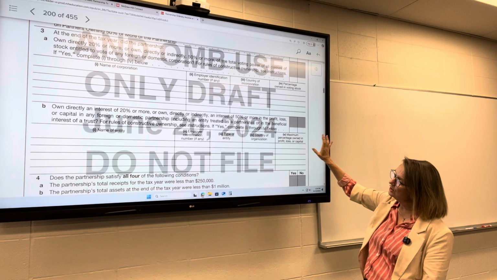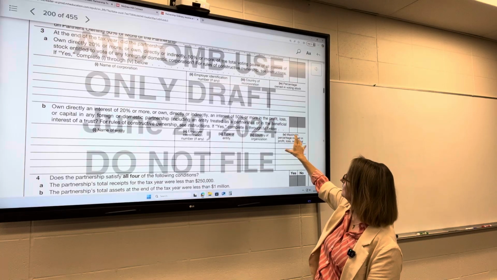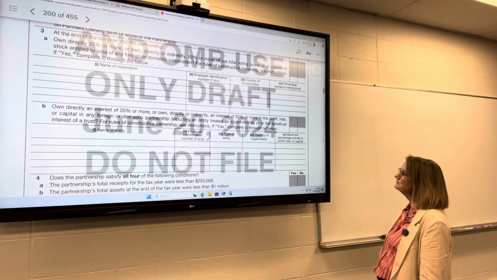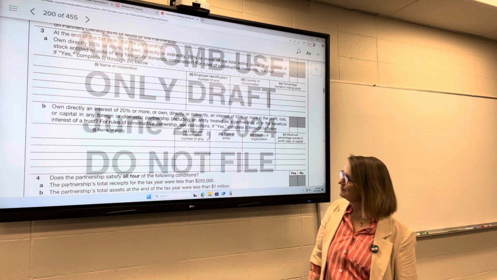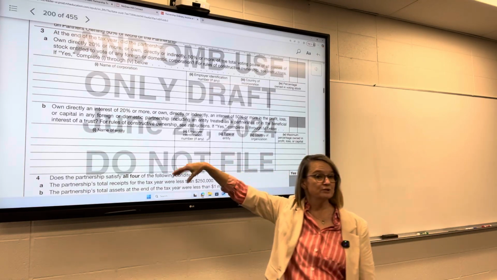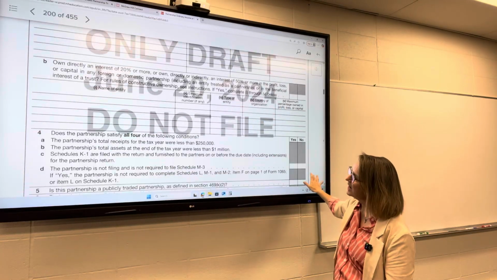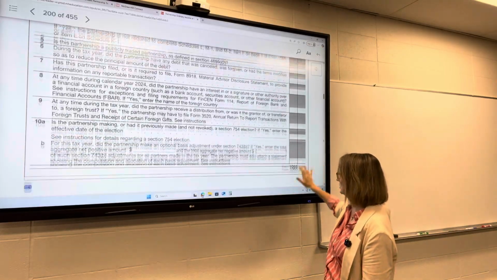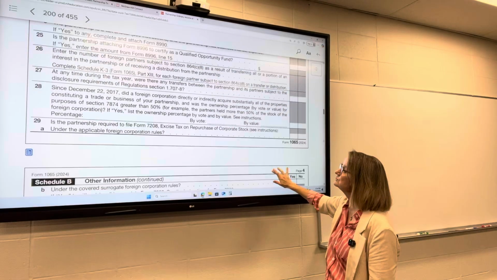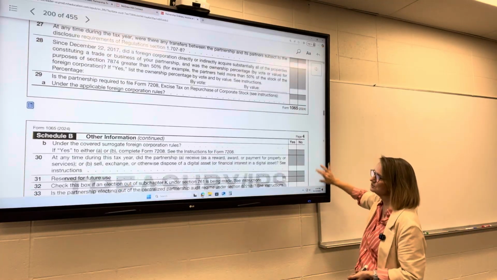Does anybody own directly, let's see, what is this? Other questions about, so own directly an interest of 20% or more, own directly or indirectly an interest of 50% or more in the profit, loss, or capital in any foreign or domestic partnership, yes or no. So if this partnership owns another partnership, they want to know about that as well. Again, there are lots of yes or no questions on page 2 and page 3 that I'm not going to go through. All the complex partnership rules are kind of wrapped up in all of these questions.